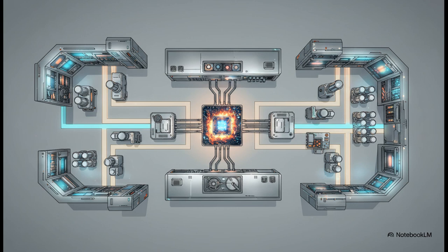Of course, every great chef needs a kitchen to work in. For a computer, that kitchen is the motherboard. It's the main circuit board that connects all of our key components together. The CPU, the memory, the storage, they all plug right into the motherboard, which lets them all talk to each other and work together. It's the central hub that makes the whole cooking process possible.